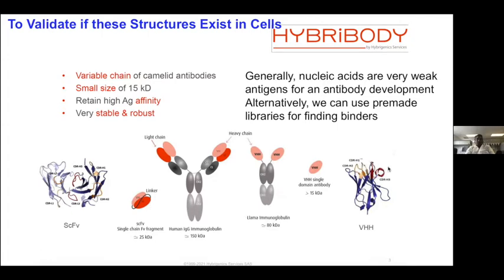They were in the news. But the only problem is nucleic acids are generally very weak, they're not a good immunogen. So using a live animal is not an option. So we contacted this company called Hybrigenics in France. They have a pre-made library of 1 billion clones of nanobodies. So we use them to screen for binders that would bind specifically to our sequence versus a duplex sequence.